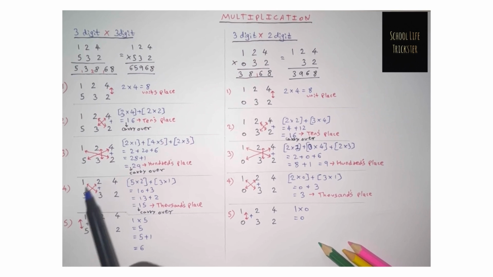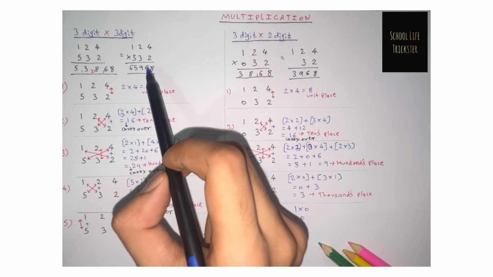Multiply 3 into 1 and 5 into 2 equal to 10 plus 3, that is 13 plus 2. This 2 is carryover. That answer is 15. Take 1 as carryover. And now the last step, 1 into 5, that is 5 plus 1 carryover. This is 6. So write accordingly. 6, 5, 9, 6, 8.